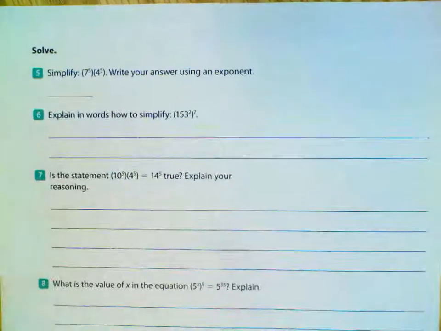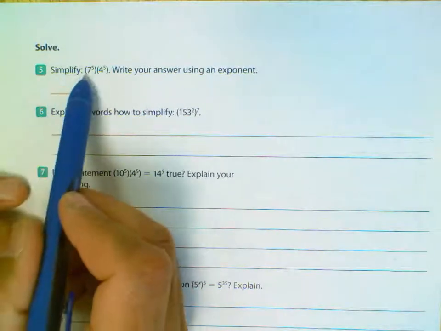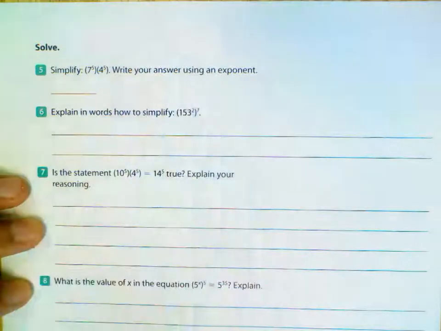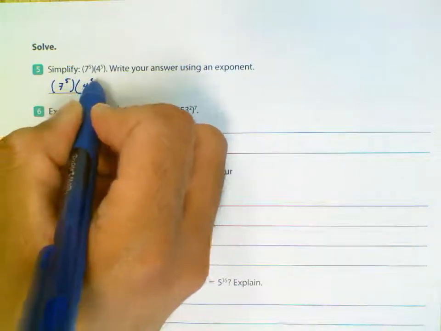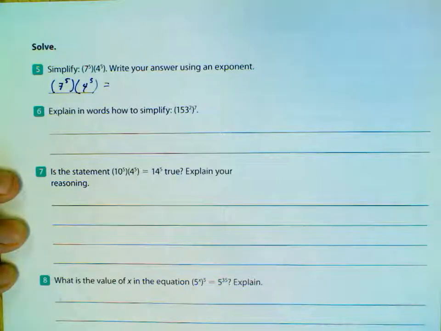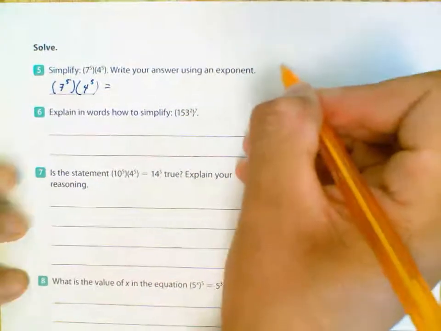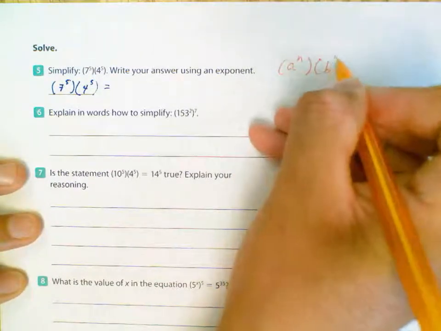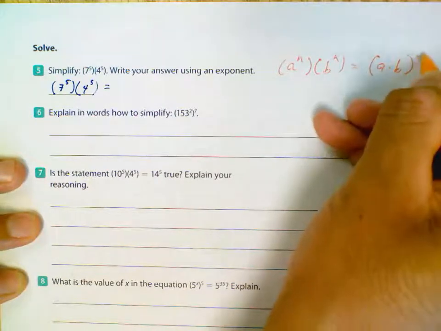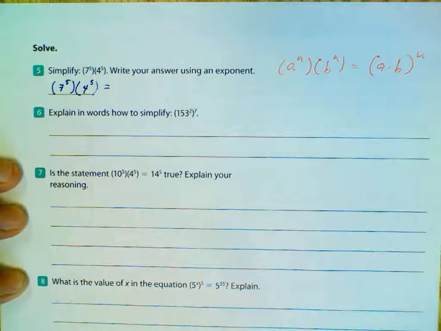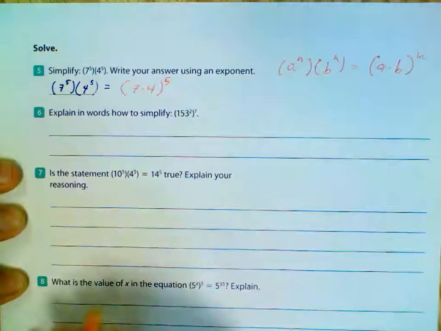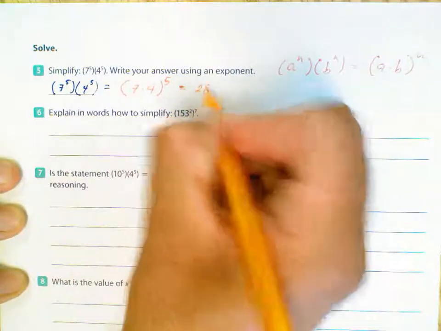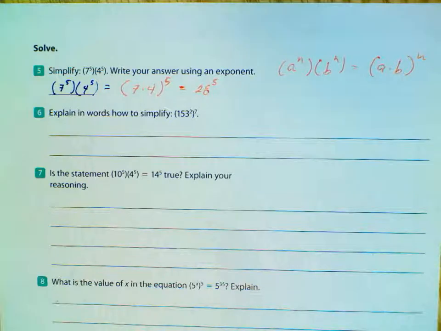Okay, let's turn the page around. We have more problems. Number 5 says simplify 7 to the 5th power times 4 to the 5th power. Write your answer using an exponent. So I'm going to have 7 to the 5th power, and write this one again, 4 to the 5th power. We have the same exponents and the bases are different, so I remember the formula: a to the n times b to the n equals a times b to the n. I'm going to do 7 times 4, so this equals 7 times 4 to the 5th power, and 7 times 4 is 28 to the 5th power.